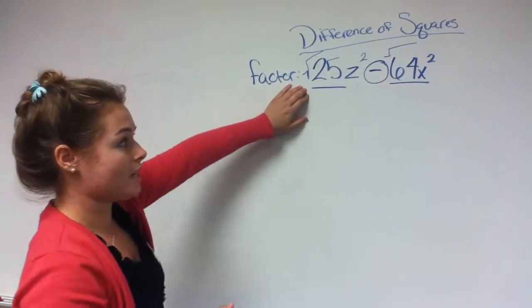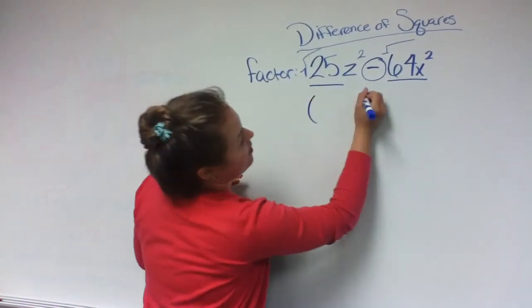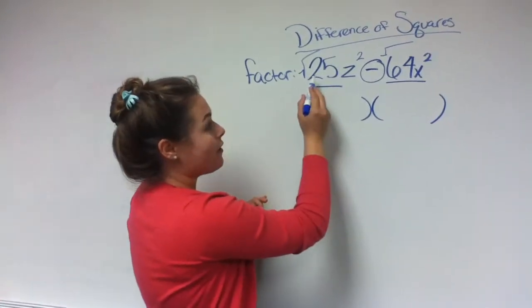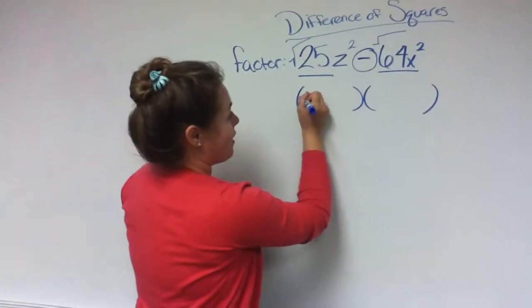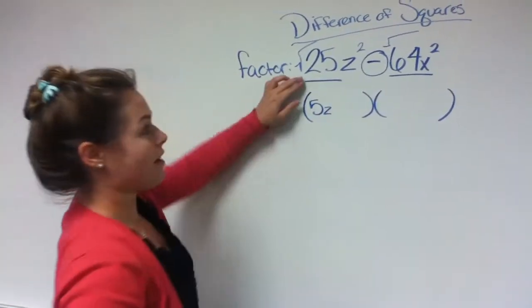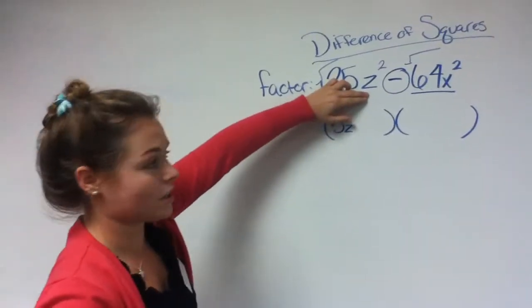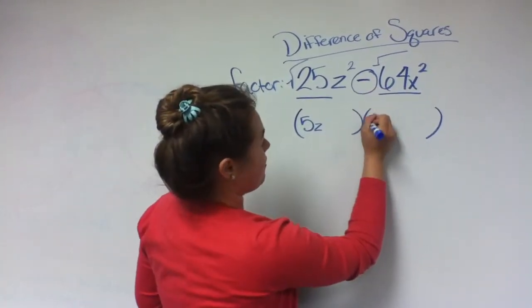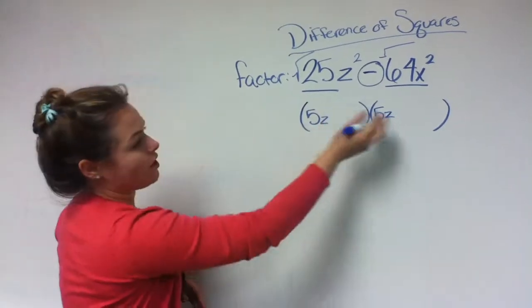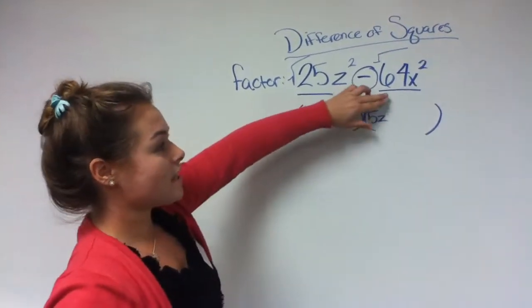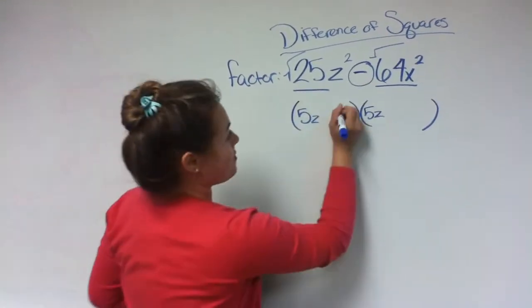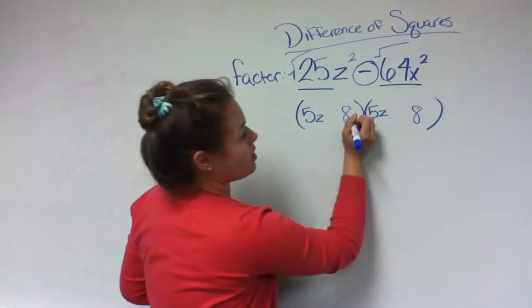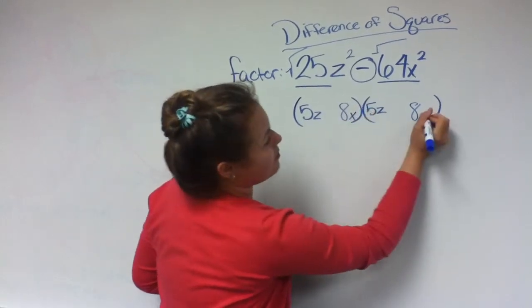Square root of 25z squared, then you put in two groups of parentheses. Okay, square root of 25z squared would be 5z, because 5 is the square root of 25, and then z is the square root of z squared. And then over here, you would also do the same, 5z, because you have to have it twice. And then you take the square root of 64, which happens to be 8, and then you also take the square root of x squared, so that becomes x.